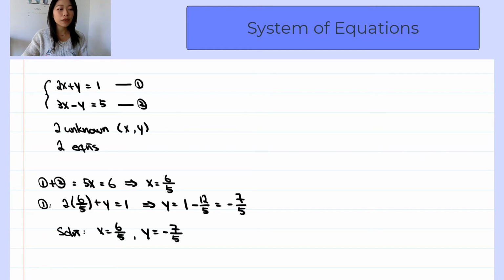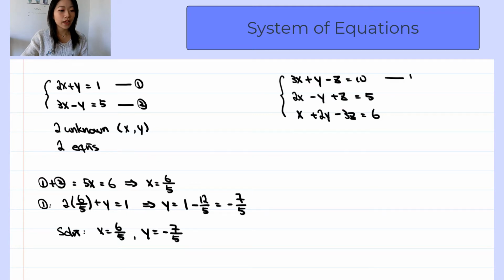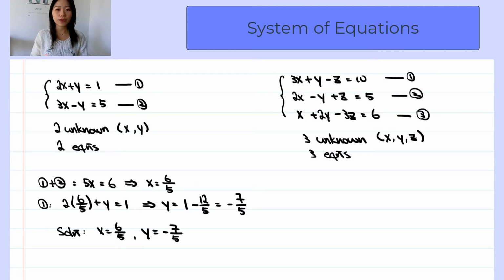How about a system of equations with three variables? Here we have three equations. Let's call them equation 1, 2, and 3. This system has three unknowns, x, y, and z, and we have three equations. How many solutions can we get?